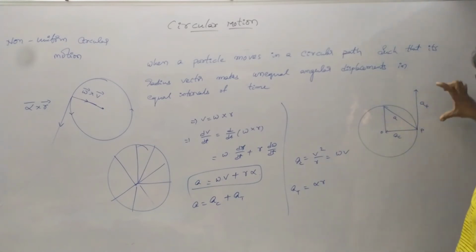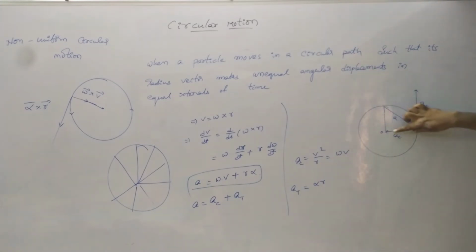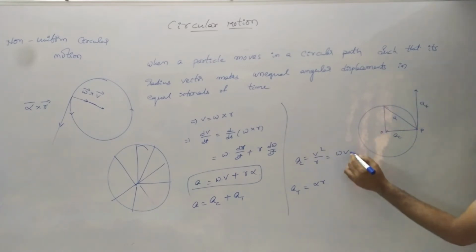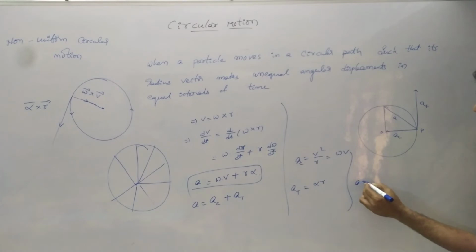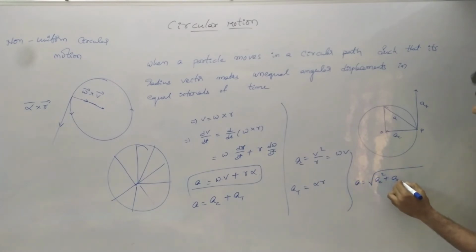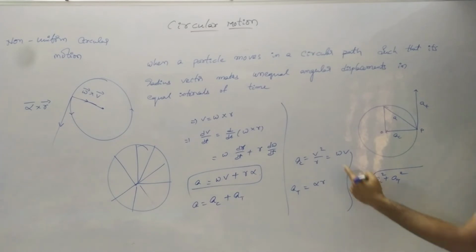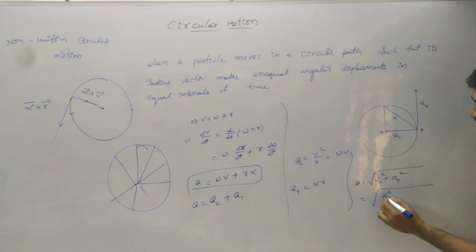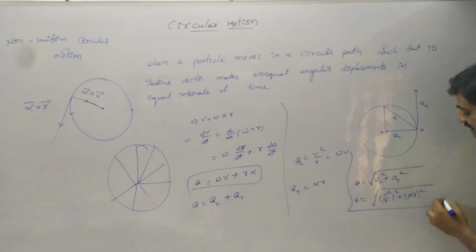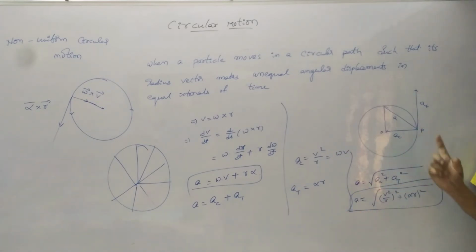Observe that it is in the form of a right angled triangle. Then the resultant acceleration is given as a equals under root of a suffix c square plus a suffix t square. If we substitute these values in this equation, we have v square by r whole square plus alpha r whole square. This represents the resultant acceleration based on centripetal acceleration and tangential acceleration.